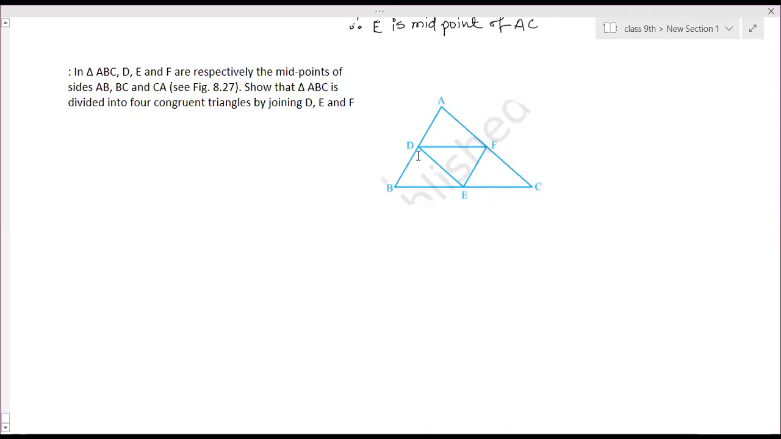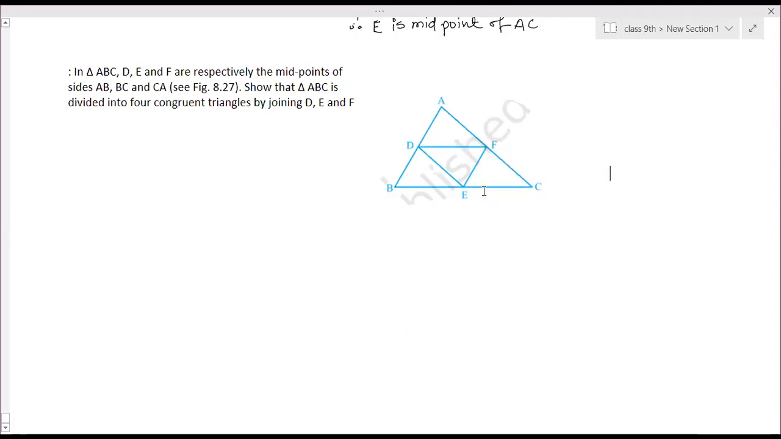and DE is a diagonal. So what is the property for diagonal of parallelogram? Diagonal of parallelogram divides it into two congruent triangles. So therefore DBE and DFE are congruent triangles. Right? These two clear?